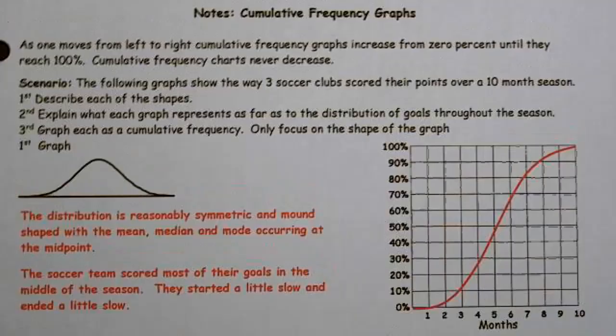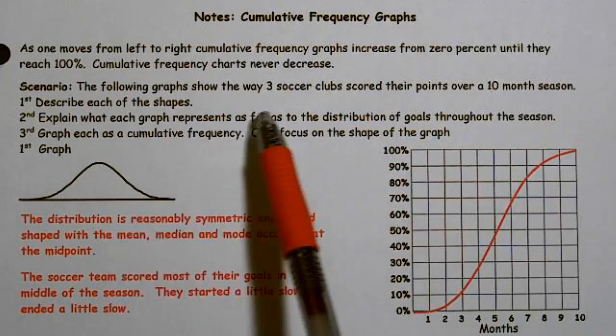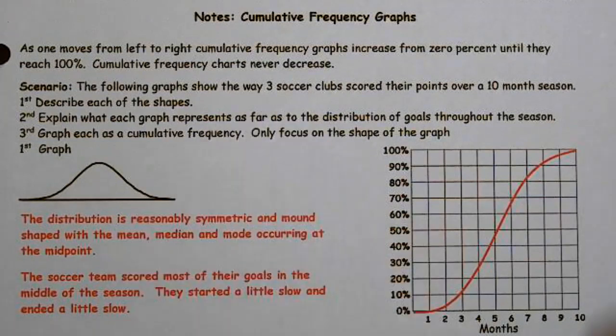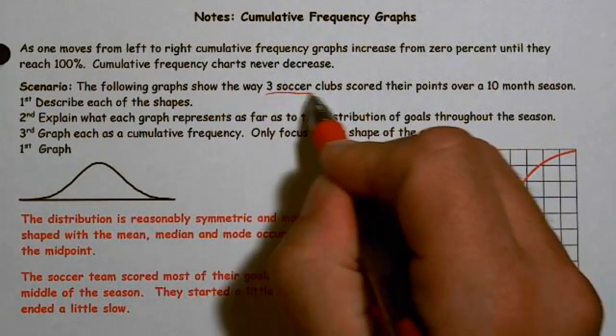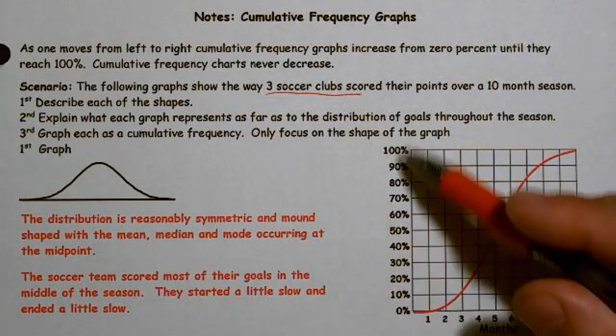Okay, so this video is going to focus on cumulative frequency graphs, and these are initially a little bit challenging to read, so please pay careful attention to what's being said here. All right, so the following graphs show the way three different soccer clubs, so each graph represents a soccer club, scored their points over a 10-month season. So we have 10 months here, and notice we have percents.